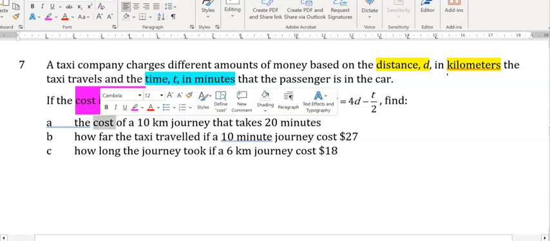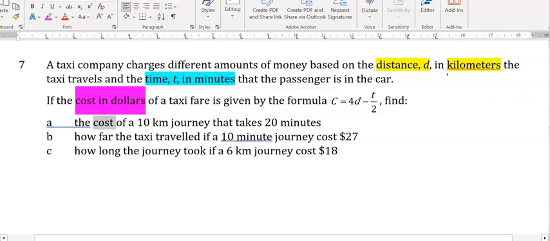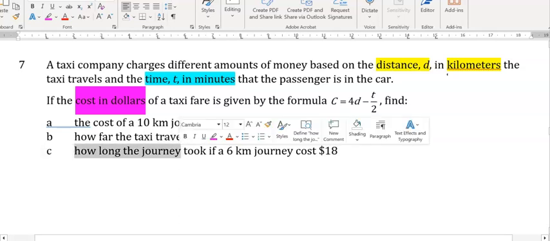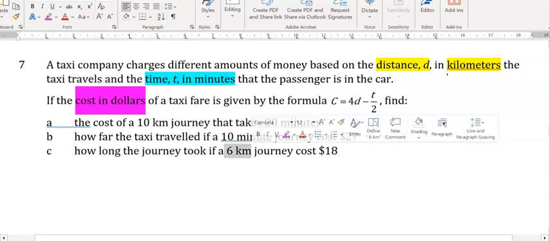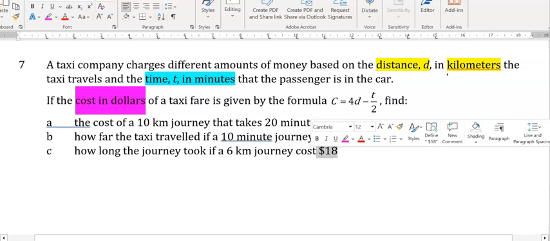In the first one, we're going to look at finding the cost, so we're solving for C. For the second one, we're looking for how far the taxi went, so we're solving for D, because we're given the time and the cost. And for the third one, we're asked how long the journey took. So we are then looking for time, and we're given the distance and the cost. So C is for cost, D is for distance, and T is for time.